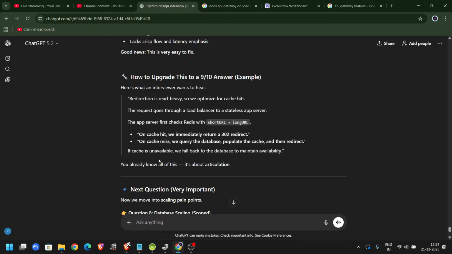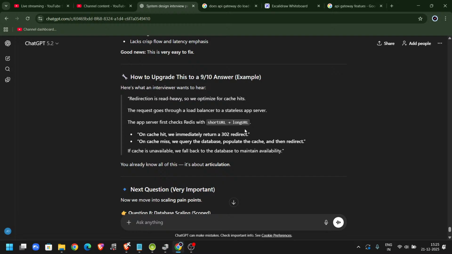All right. How to upgrade this to a 9/10 answer? Redirection is read heavy, so we optimize for cache hits. The request goes through a load balancer to a stateless app server. The app server first checks Redis with short URL to long URL. On cache hit, we immediately return a 302 redirect. On cache miss, we query the database, populate the cache, and then redirect.